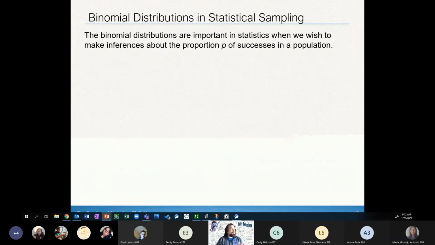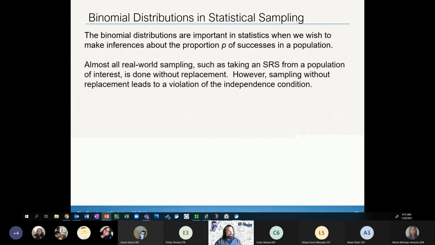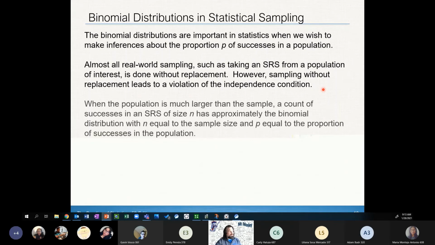All right, binomial distributions in statistical sampling. The binomial distributions are important in statistics when we wish to make inferences about the proportion p of success in a population. Almost all real-world sampling, such as taking an SRS or simple random sample from a population of interest, is done without replacement. However, sampling without replacement leads to a violation of the independence condition. That could be a problem, right? We need independence to use binomial distributions.